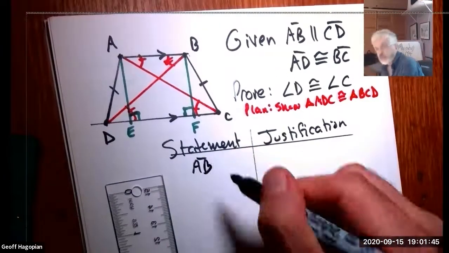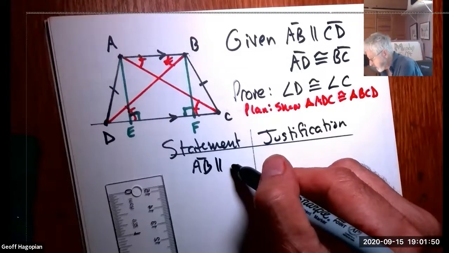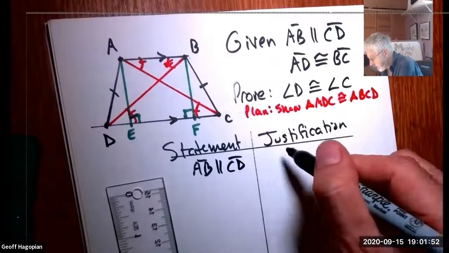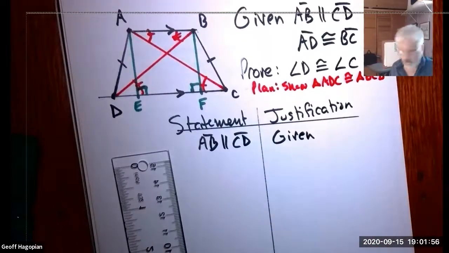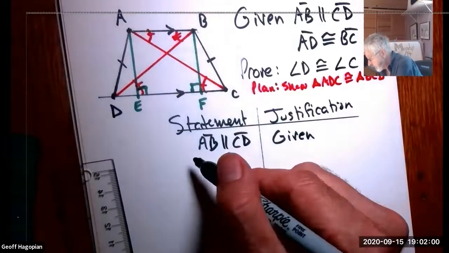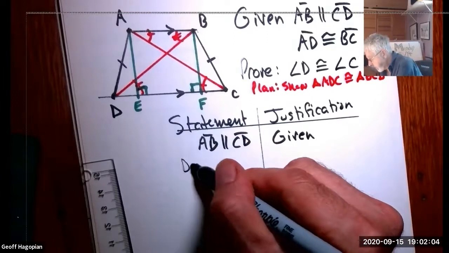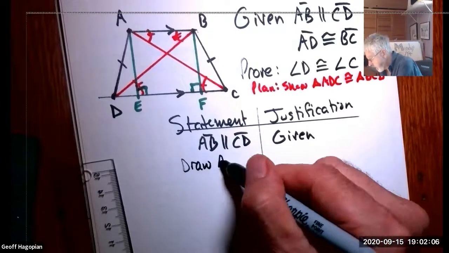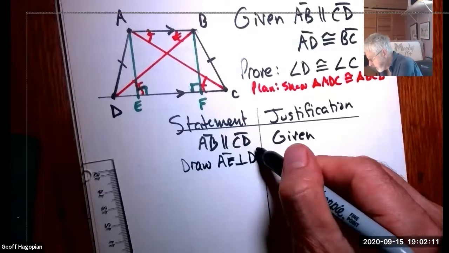AB is parallel to DC, or CD. That's given. And we can construct, so we can draw AE perpendicular to DC.